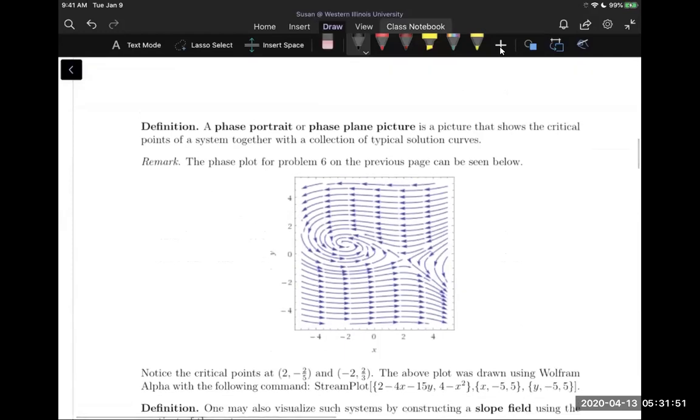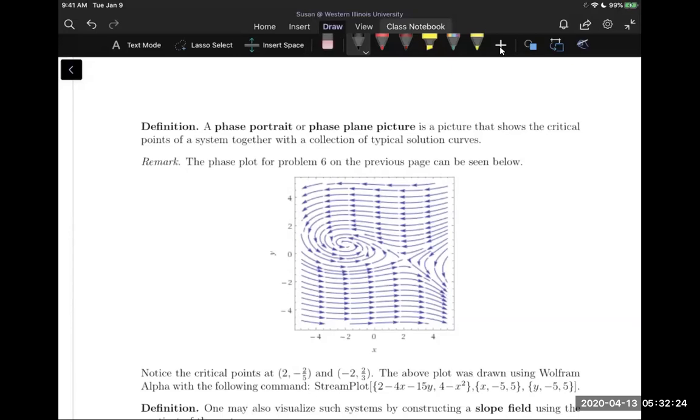All right, so we'd like to be able to visualize the solution curves of these systems. And so that brings us to a phase portrait or a phase plane picture, same thing. It's a picture that shows the critical points together with a collection of typical solution curves. So you should see these curves either emanating from or converging to your critical points, or perhaps flowing uniquely around them. So we'll see some different ways that these critical points are going to arise.